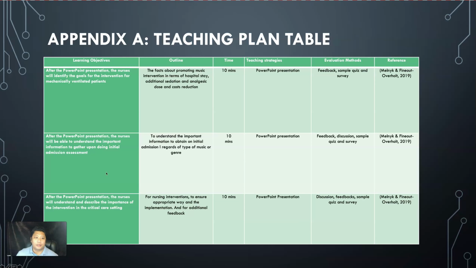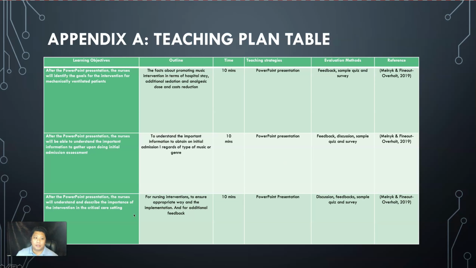The next learning objective was for the nurses to understand the important information, especially what to gather for the initial assessment. The outline is for them to gather information about the patient's music preferences or genres. The teaching strategy was still part of the PowerPoint presentation, and evaluation is through the sample quiz survey and the discussion.